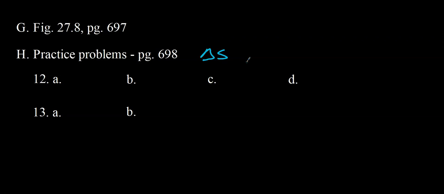So what we want to do here is look at each of the processes that were given in this practice problem, number 12 and 13, and determine if entropy is increasing or decreasing, and as a result, the sign for delta S being positive or negative. Be prepared to explain to me why you chose either positive or negative for each of these questions. All right, go ahead and pause the video and work on that now.